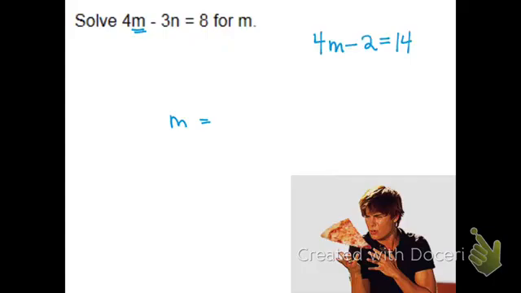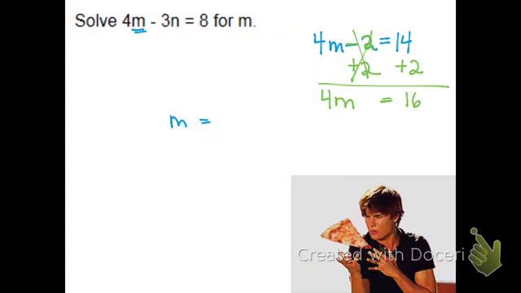Now, if I were solving this example equation on the right, the first thing I would do is to move this minus 2. It's good to always undo what's added or subtracted to the variable before you undo the multiplying or dividing. So I'm going to undo that minus 2 by adding 2, because minus 2 plus 2 is 0. So I'm going to add 2 on the right side as well. So we're left with 4m equals 16.